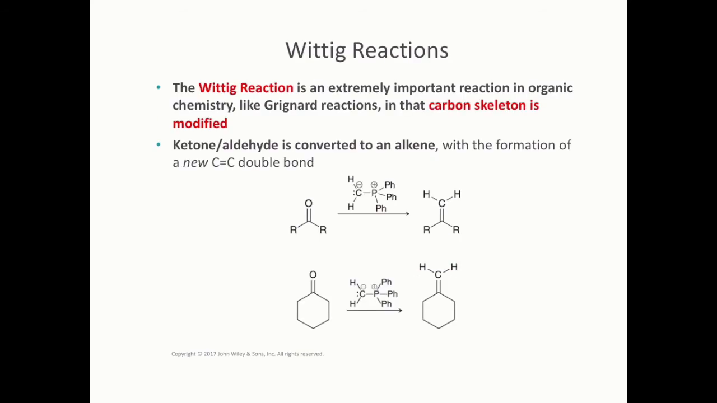The Wittig reaction is a very useful way of converting a ketone or an aldehyde to an alkene. So here, see that the carbonyl carbon is now the carbon in the product of a new alkene. So if we look at the bottom reaction, this carbon is this carbon, and the second carbon of the alkene comes from what's called the Wittig reagent. So it would come from this reagent here.